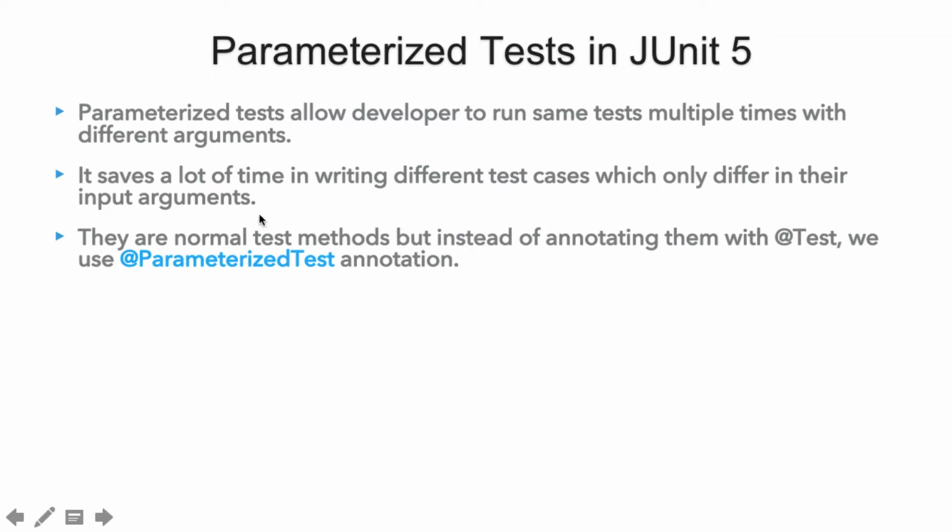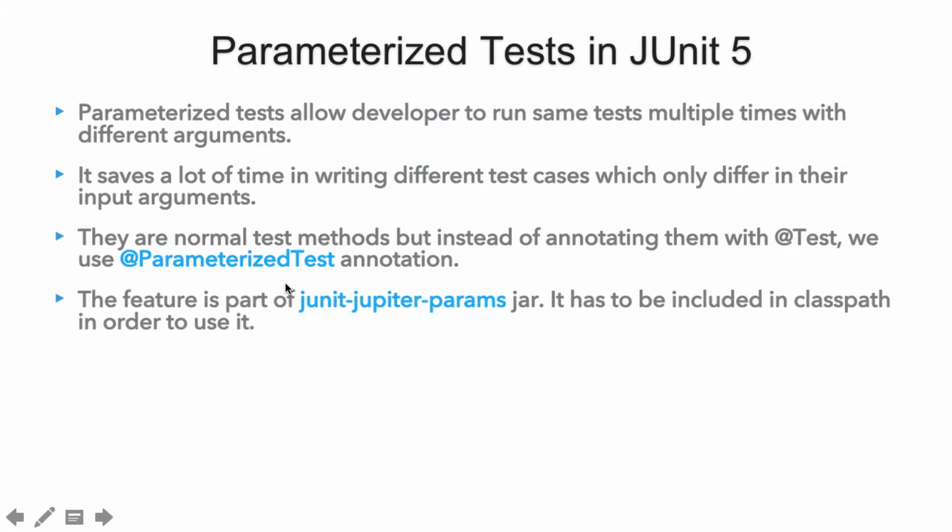Parameterized tests are also normal test methods, but instead of annotating them with @Test, we annotate them using @ParameterizedTest. Once JUnit sees @ParameterizedTest, it treats the test case differently. In order to use the @ParameterizedTest annotation, you need to include the junit-jupiter-params jar in the classpath, because this feature comes in a different jar.